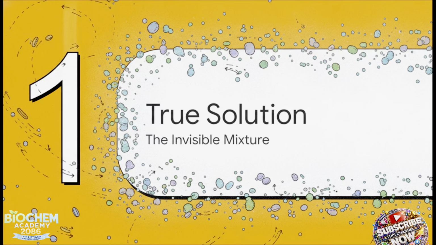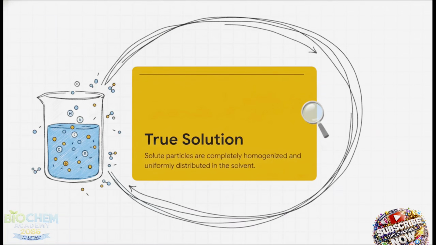Part 1. The invisible true solution. Let's start by grounding ourselves with the textbook definition. A true solution is a completely homogenized mixture where extremely small solute particles are uniformly distributed throughout a solvent.